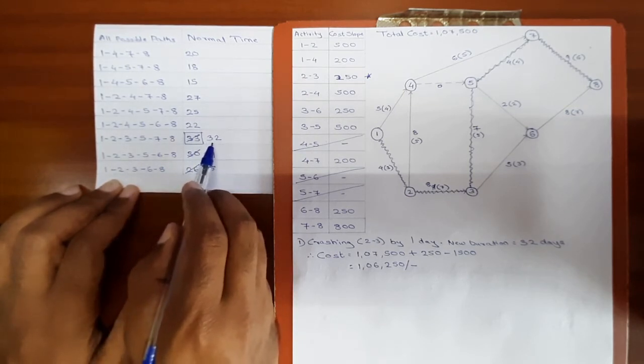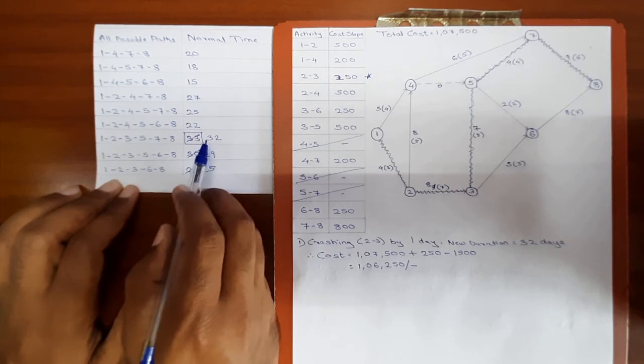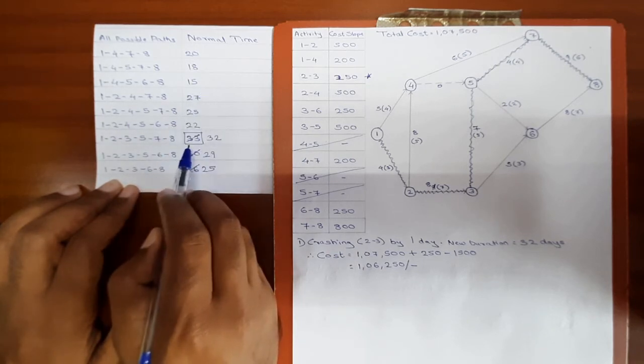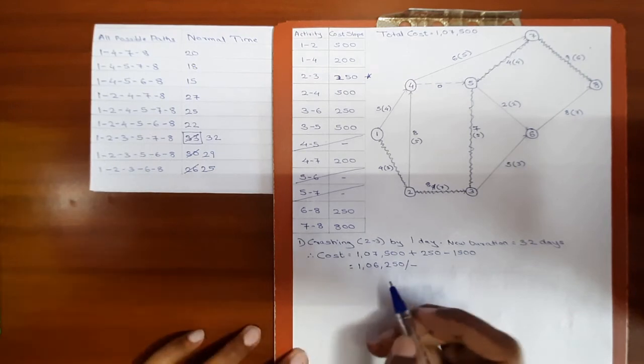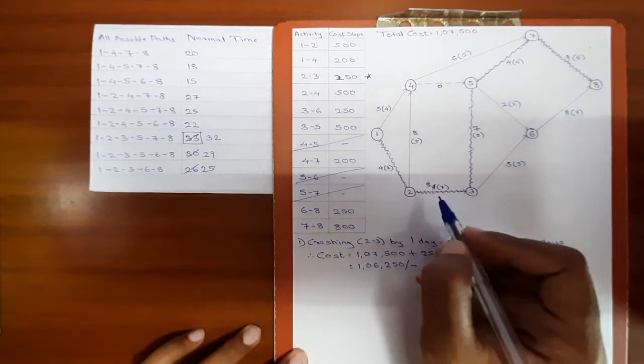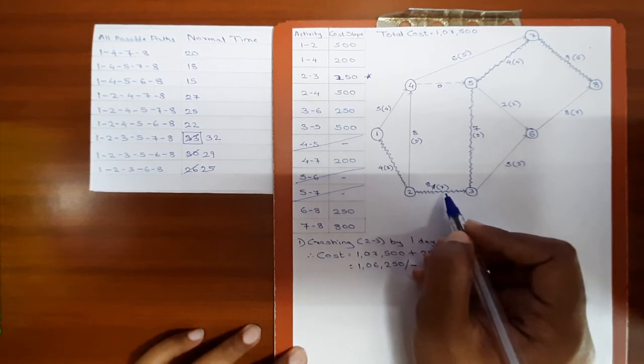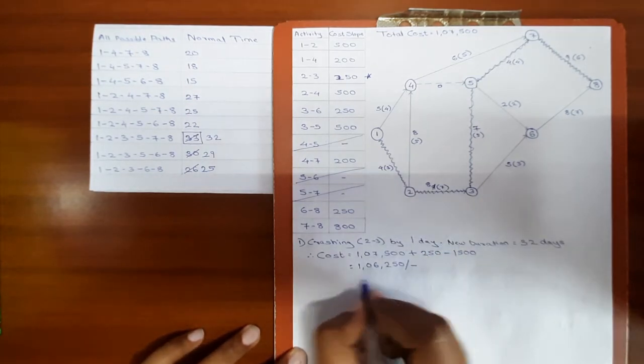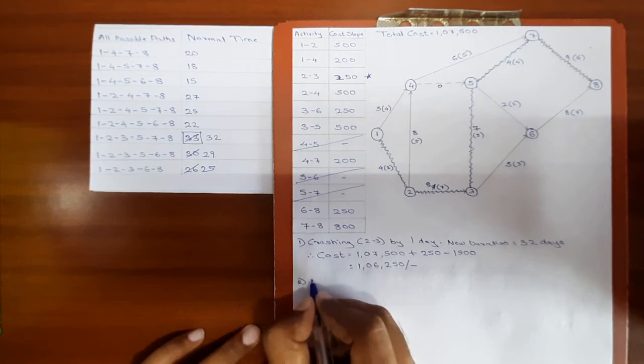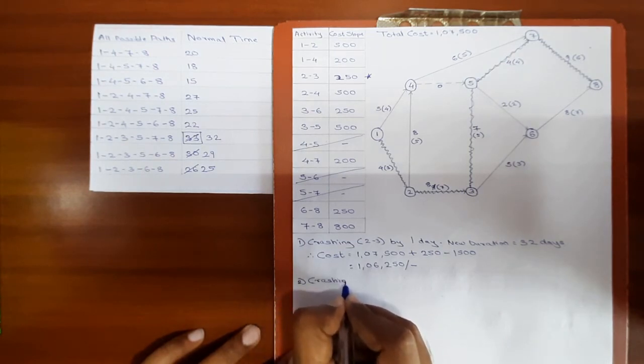Still the maximum duration is 32 days and there is only one critical path. Still we also have scope for crashing activity 2-3 again, because the minimum duration required to complete activity 2-3 is 7 days. So again we'll be crashing activity 2-3 by 1 day.